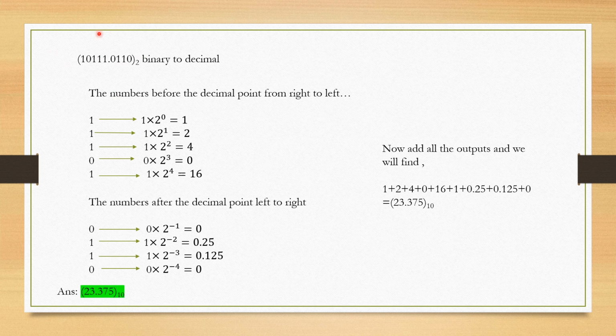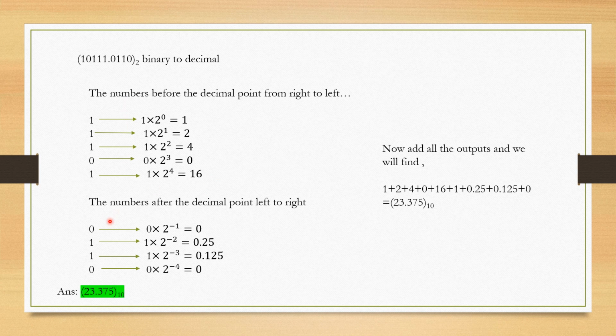As the number is given in binary, that is 10111.0110, the digits before the decimal point, from right to left, can be written as: this one as 1 into 2 to the power 0; this one as 1 into 2 to the power 1, that is equal to 2; this one as 1 into 2 to the power 2, that is equal to 4; this 0 as 0 into 2 to the power 3, that is equal to 0; and this one as 1 into 2 to the power 4, that is equal to 16.